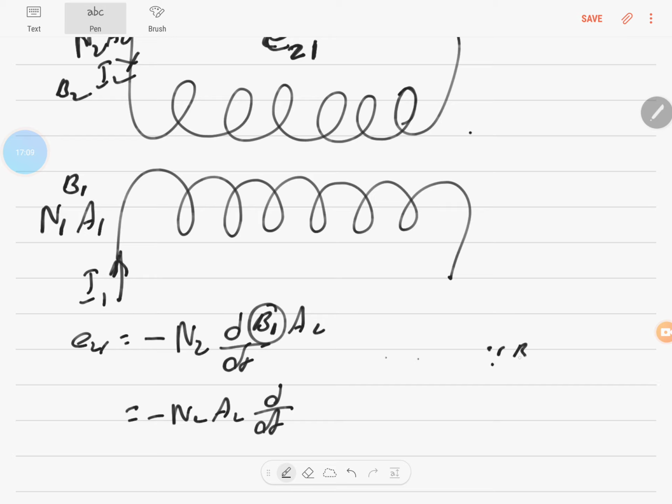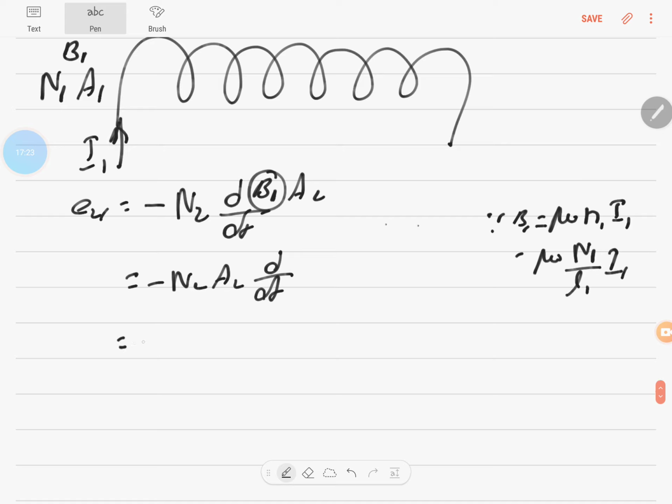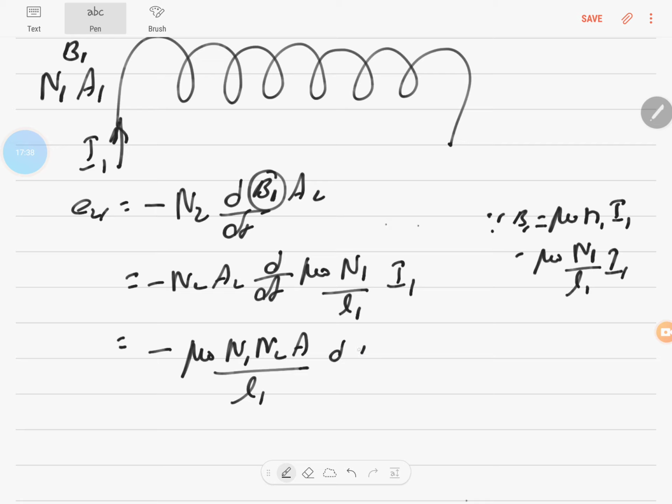Induced EMF in the second: you know that it's minus N2 into A2, which is a constant, d by dt of B1. Since B1 itself is mu naught into small n1 into I1, and you can write small n1 as capital N1 by L1. So you can replace B as mu naught into N1 by L1 into I1. Grouping all the constants out, you get mu naught N1 N2 A by L1 dI1 by dt as the EMF induced in the second coil due to the first coil.